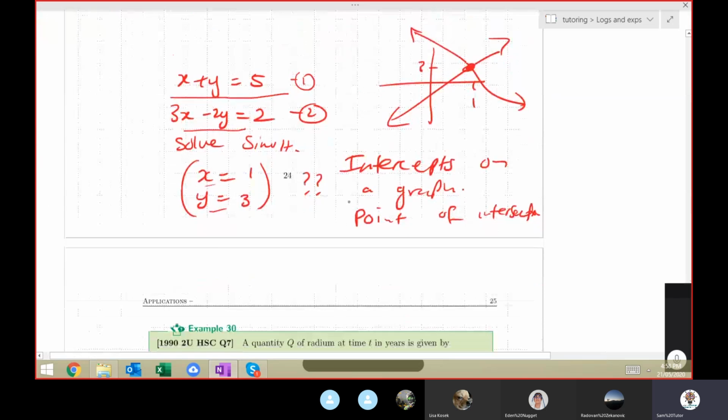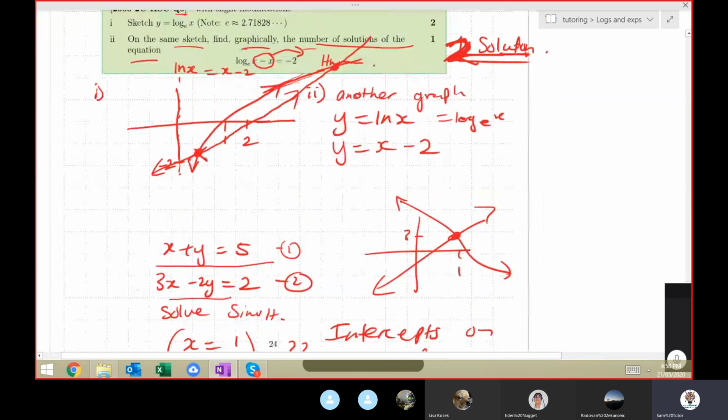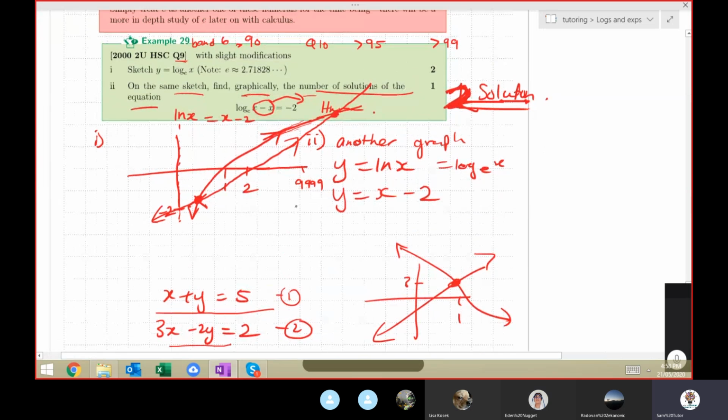If you want to test that, I just subbed in 9,999. If you log 9,999, you will get only 9.2. But for this function here, when you sub in 9,999 take away 2, you're at 9,997. So you're all the way up here. So they're definitely going to intercept twice: two solutions.